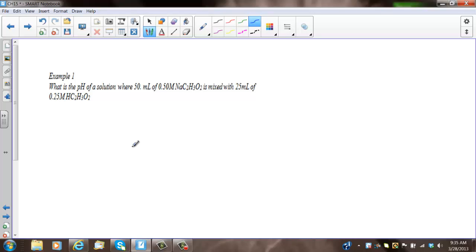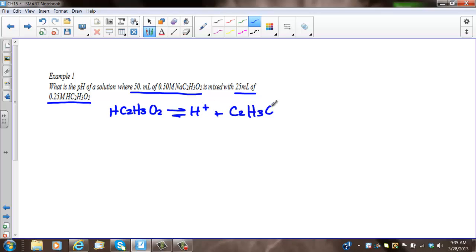In this first example, it says, what is the pH of a solution where 50 mils of 0.5 molar sodium acetate is mixed with 25 mils of 0.25 molar acetic acid. So I'm going to write my equation, and I know that we've been on the acetic acid train for a while here, but we will come off it shortly and switch to others. I just felt it was important to do a couple with the same example so that you really understand it. So what's going on here?